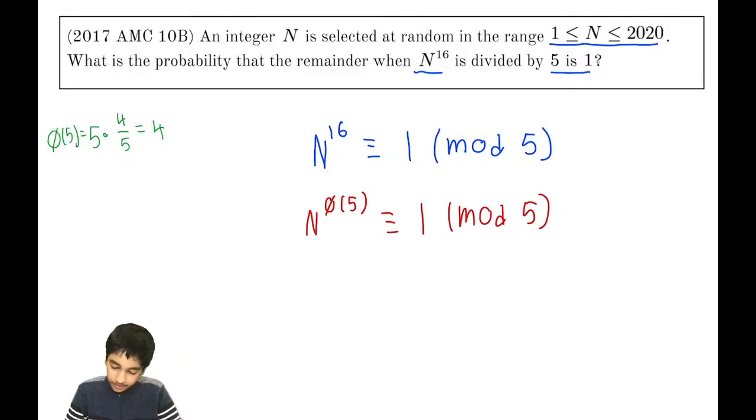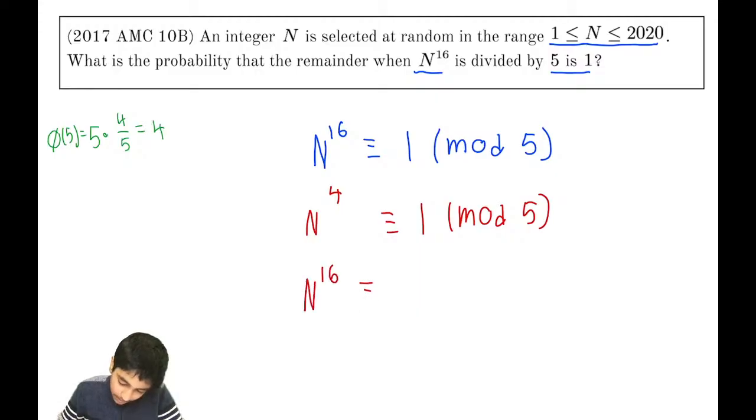So now we know that n to the power of 4 is just going to be equal to 1 mod 5, or n to the power of 16 will just be equal to 1 to the power of 4 mod 5, which is just 1 mod 5, because 1 to the power of 4 is just 1.